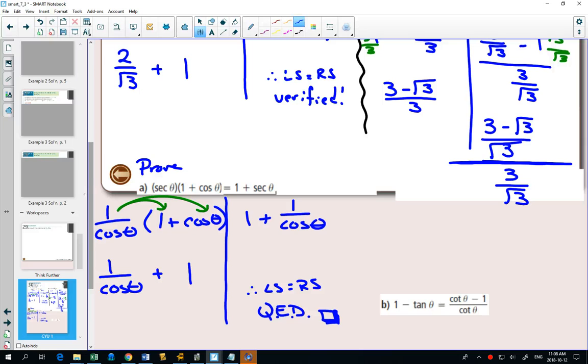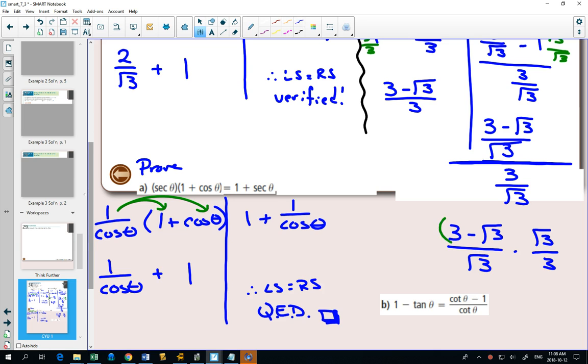All right. Now we've corrected both of our mistakes in that line. And now we have a single fraction on the top and a single fraction on the bottom. What do we do when you have a fraction divided by a fraction? Multiply by the reciprocal. And I have 3 minus root 3 over root 3 multiplied by the reciprocal, root 3 over 3.